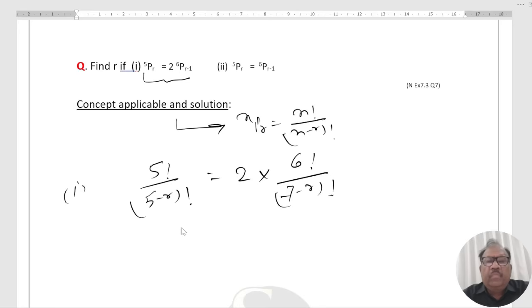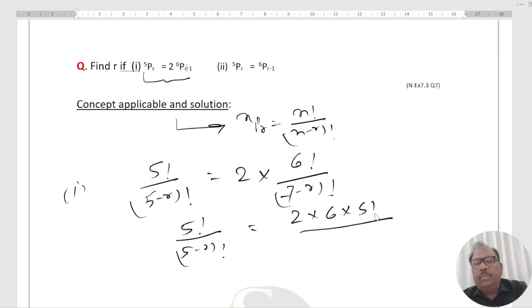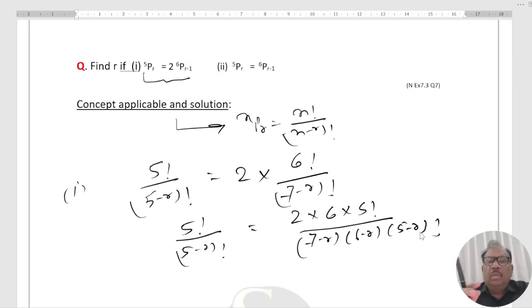So this can be written as factorial 5 upon factorial (5 minus r) equals 2 into factorial 6, which is 6 into factorial 5, upon factorial (7 minus r). Whatever this is, it has a 5, 4, 3, 2 like this. 7 minus r is the one term; minus 1 we get 6 minus r; minus 1 we get 5 minus r. So this goes, this goes.